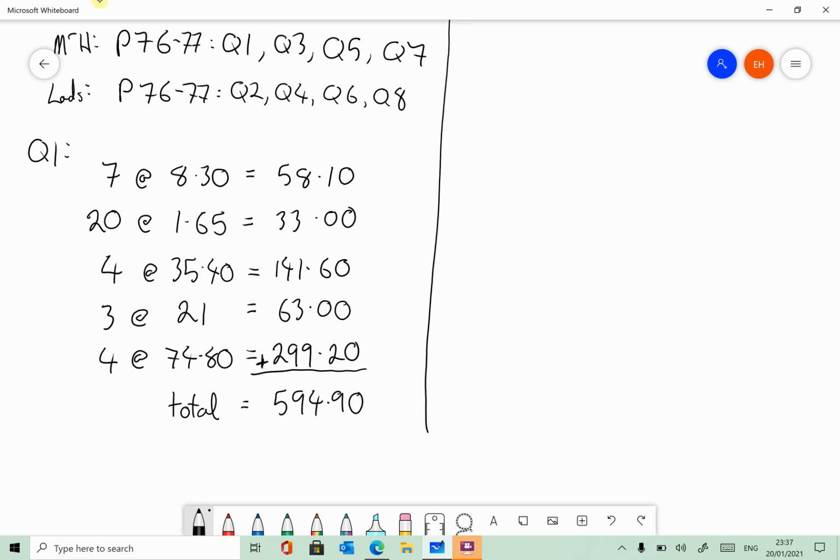I'll put a little plus in there. So the bill for the garage was 594.90, and that's euro. Okay, so that was question 1.